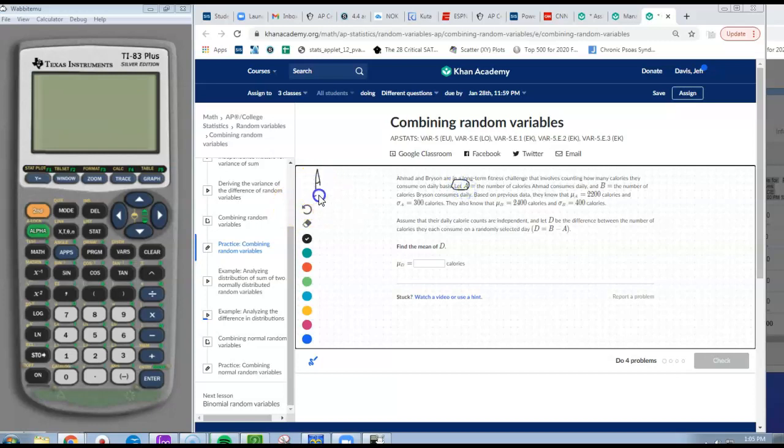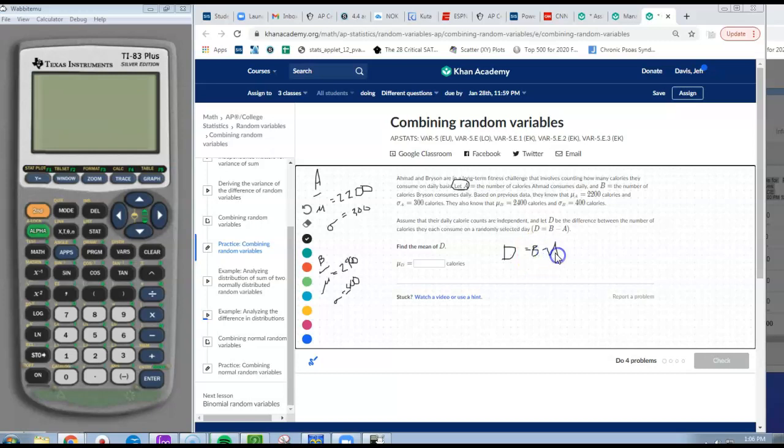A has a mean of 2200. Sorry for the slow writing here. And a standard deviation of 300. We got this other thing b that has a mean of 2400 and a standard deviation of 400. Well, then they're going to make this new distribution called d, which is b minus a.